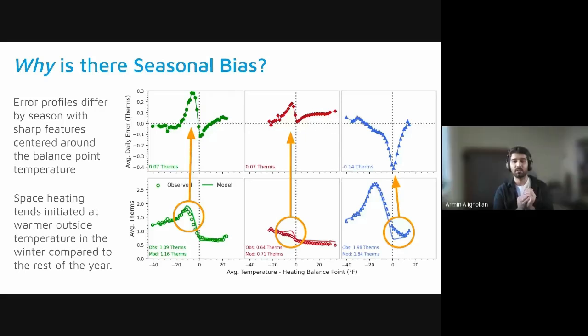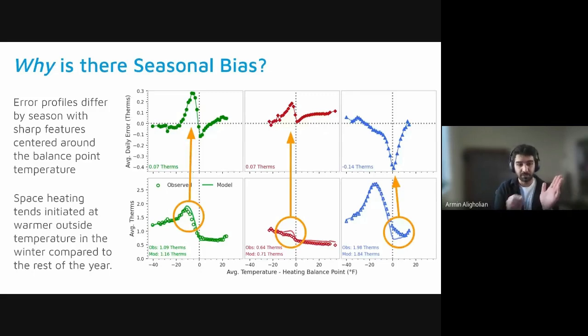I think we need to redefine the balance point. Specifically, if we separate the seasons, for example, the balance point in winter, in my opinion, should be different from the shoulder, as I saw in a couple of models.